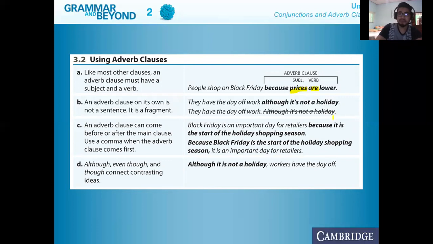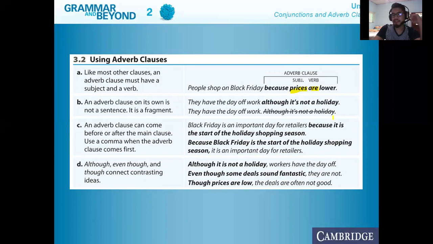The reason why, we don't know. But the reason is that it's not a holiday and therefore they have the day off. Even though some deals sound fantastic, they are not, okay? And their price is low and the deals are often no good.